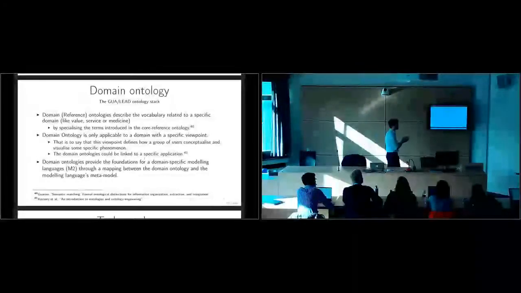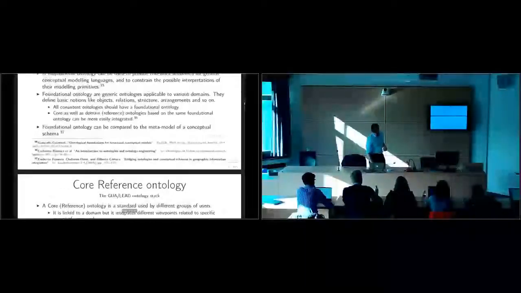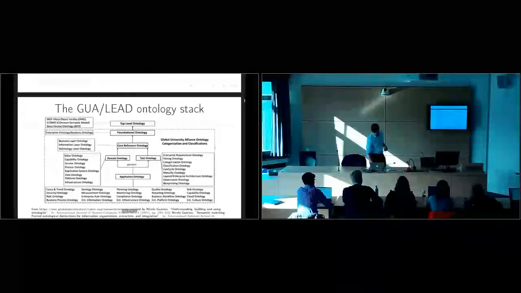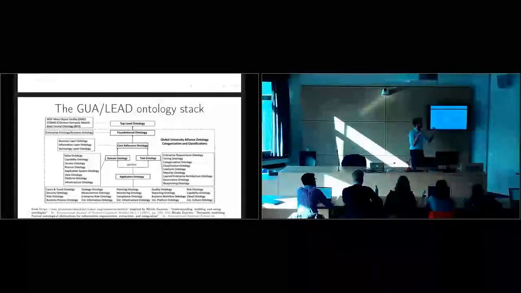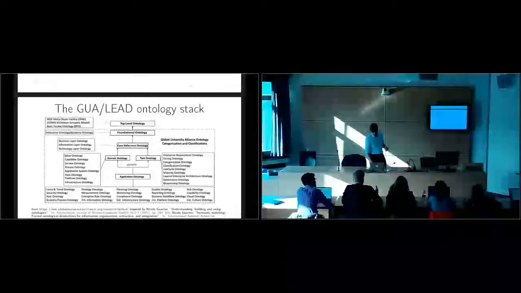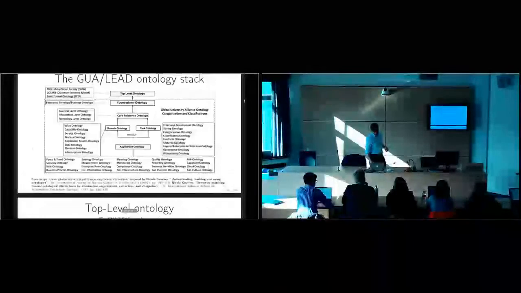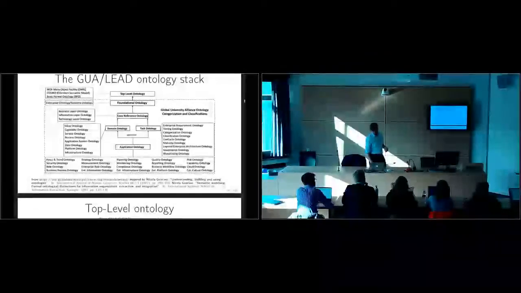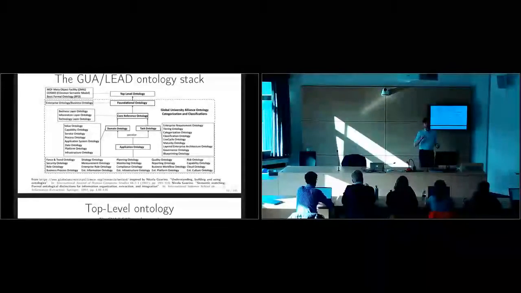So then we go one level down. We were here, core reference ontology. So the lingua franca between most people that have similar knowledge but not exactly the same. So then in there we split in two different types. We have domain ontologies and task ontologies.